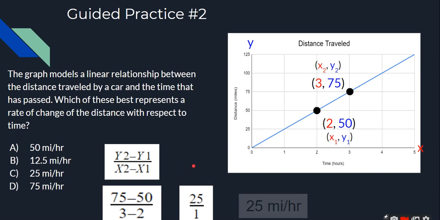And now, remember to put your units, because when we're talking about a real life example, we need to keep the units, because that's how the answer choice has to be. We have 25 miles per hour. We see our answer choice is C right here. So that should be it for the guided practice problems. The rest is up to you guys.